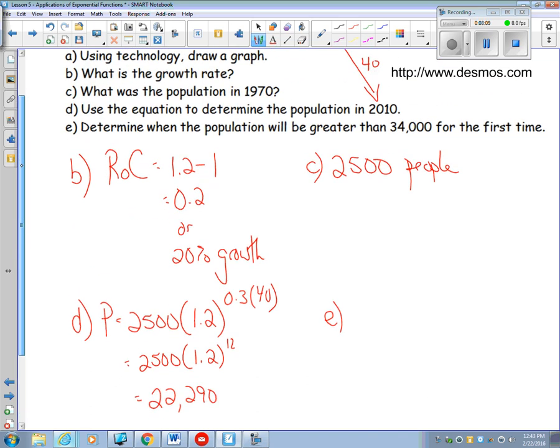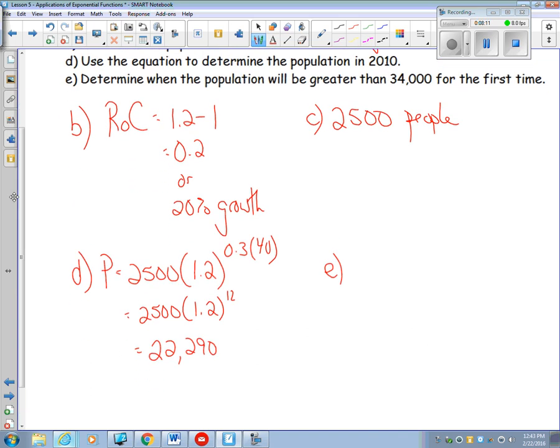All right, part E. When was the population greater than 34,000 for the first time? So I want to know, when did I hit 34,000? I want to solve the equation 2,500 times 1.2 to the power of 0.3t. I want to know when this is greater than 34,000. Now yesterday we did exponential equations. We said we make the bases equal. I can't really do that here because these are decimal bases. This is why the technology is helpful for us.